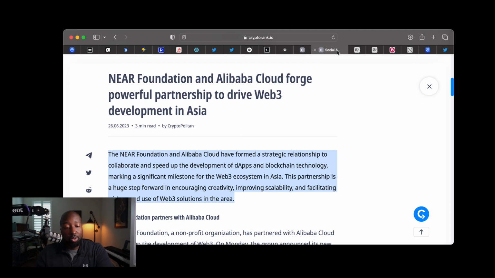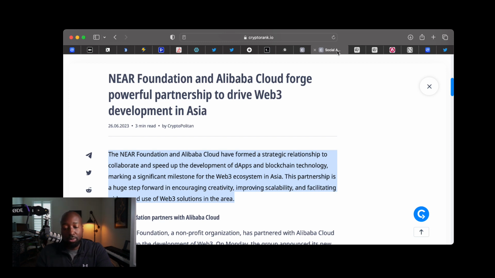Also in the news, we have Near Foundation and Alibaba Cloud forge powerful partnership to drive Web3 development in Asia. Very, very big. We know Alibaba is the Asia counterpart to Amazon here, and it's huge. We know how many people live on the continent of Asia. Big, big, big things. So that's a strong partnership, in my opinion.